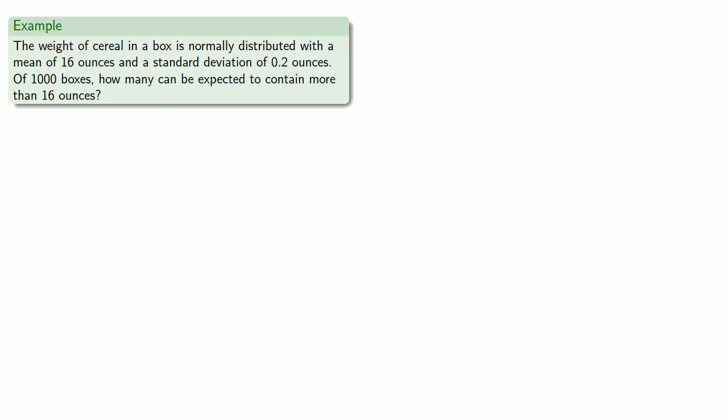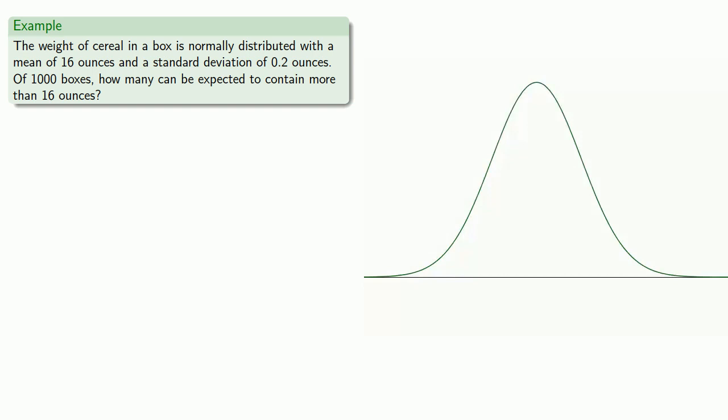So, same setup, the weight of cereal is normally distributed with a mean of 16 and a standard deviation of 0.2. Of 1,000 boxes, how many can be expected to contain more than 16 ounces? Since we know the mean, and the normal distribution is symmetric about the mean, we can sketch a picture of the normal distribution. The high point is located at the mean, 16 ounces. And, since the probability corresponds to the area, we can identify the area we need to find. Since we're interested in a cereal that contains more than 16 ounces, we want this area to the right of the mean.